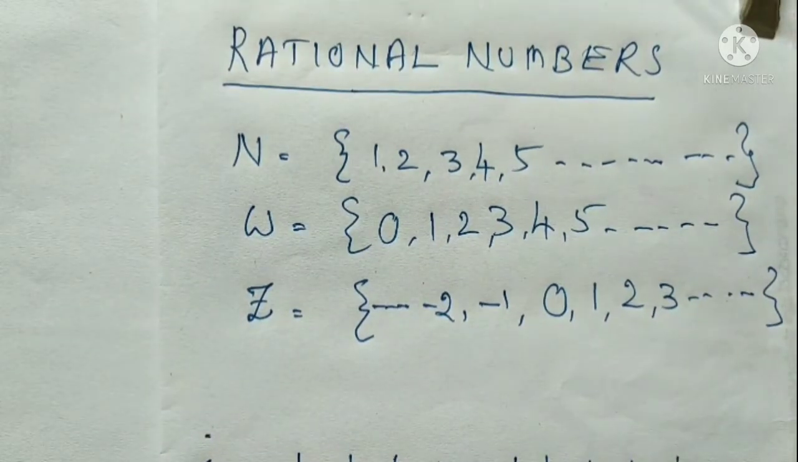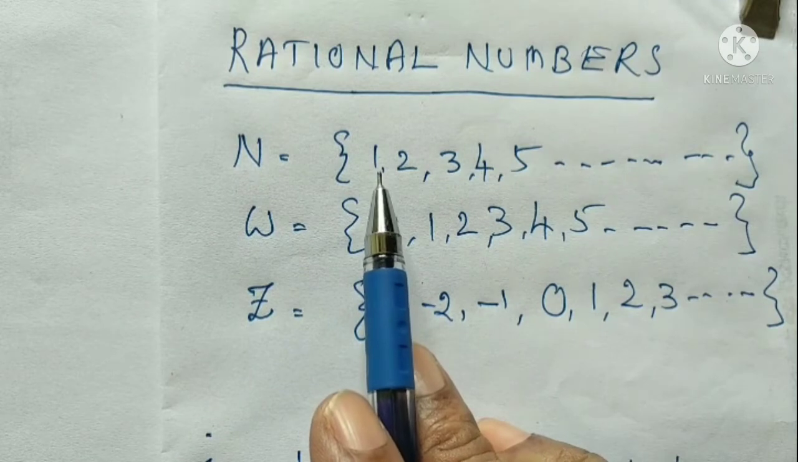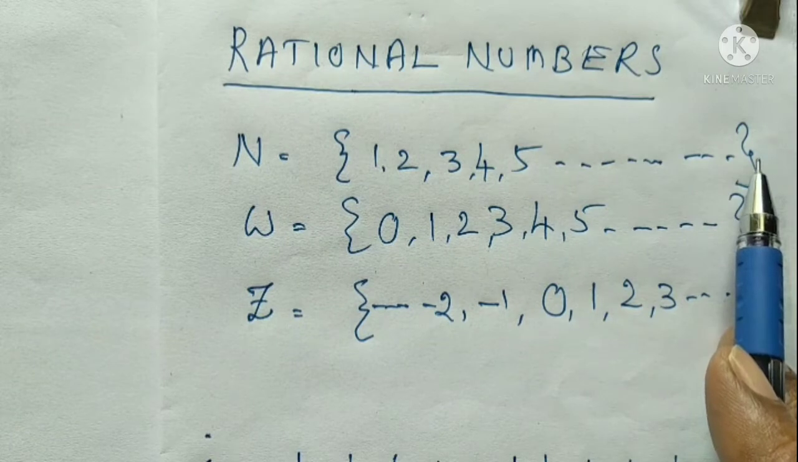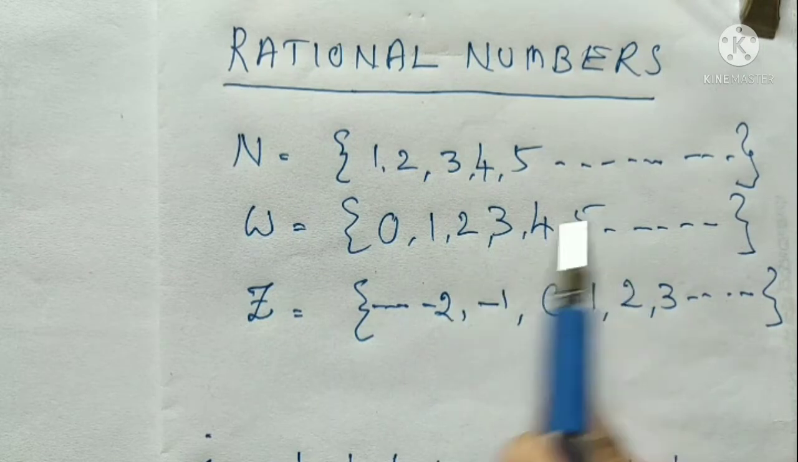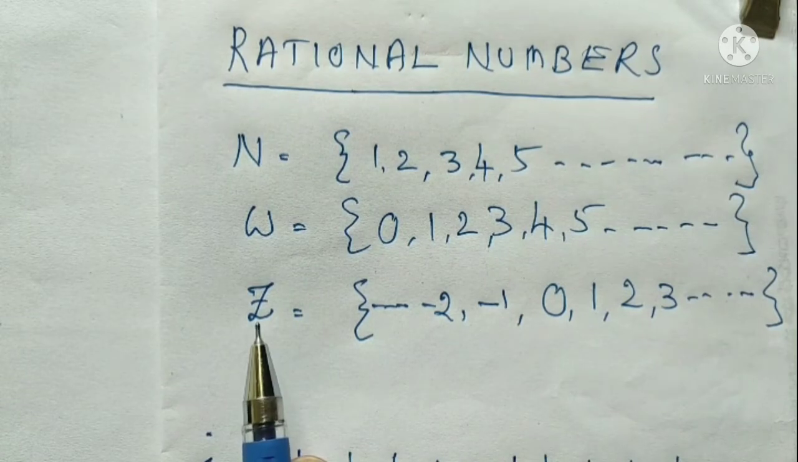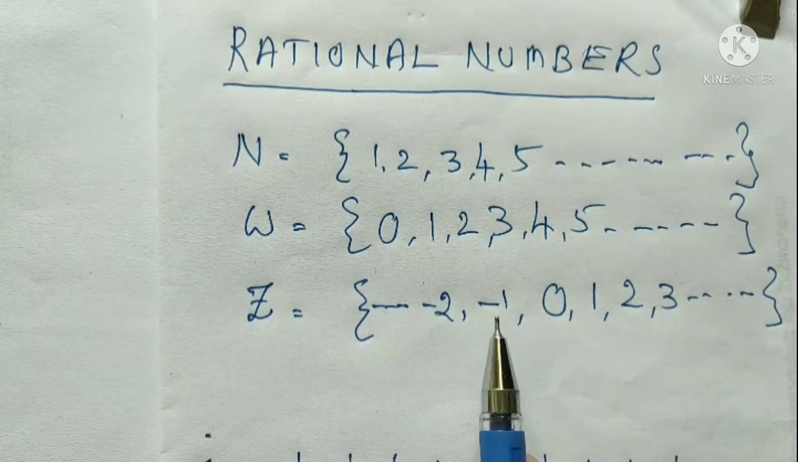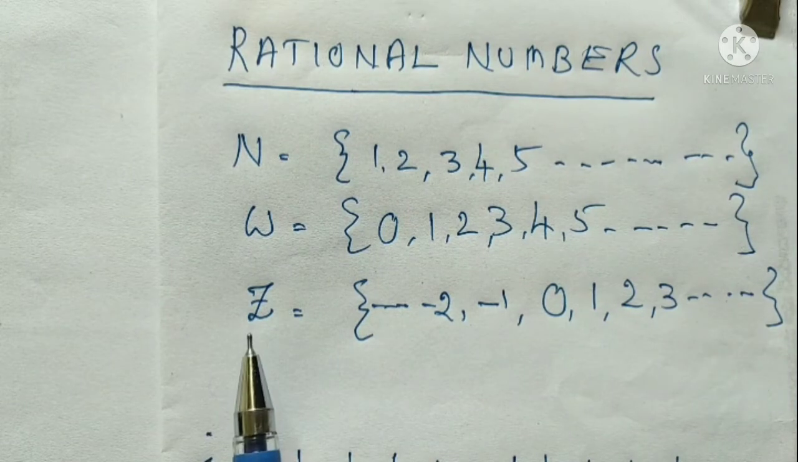Today we learn about rational numbers. We know that natural numbers are also called counting numbers. They are 1, 2, 3, 4, 5 and so on. Then whole numbers. Whole numbers means natural numbers including 0 are called whole numbers. Then integers. Integers means 0, positive numbers and negative numbers all together are called integers.